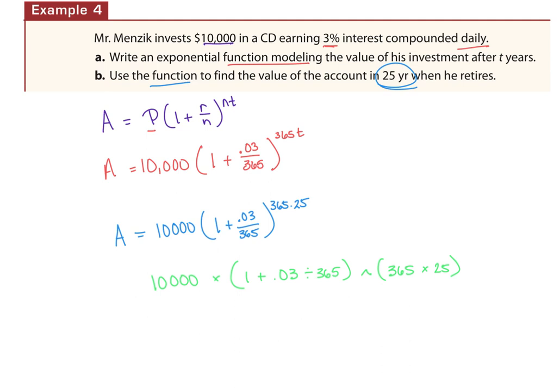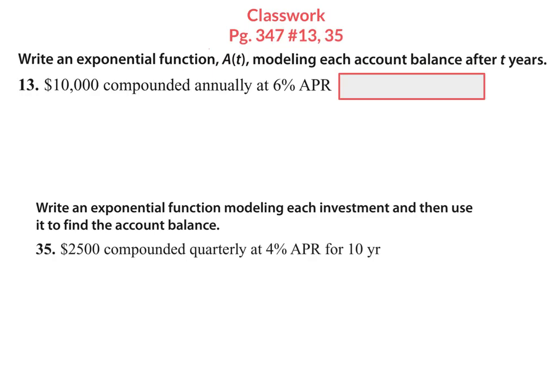And when you put that all in, remember dollars and cents, we're going to round to 2 decimal places always. You should get $21,169.35. So go ahead and try these two. The first one just wants you to set it up, and the second one wants you to actually work it out.